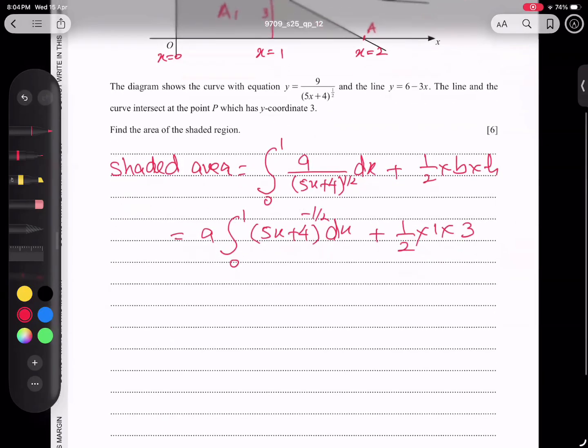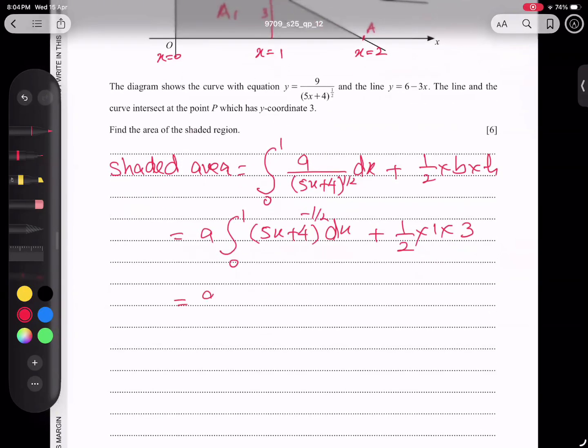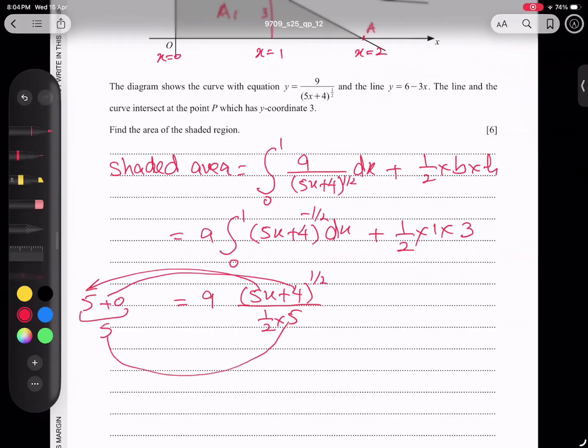So here 9 outside, what is the rule of integration? Increase the power by 1. I got half, and divide by the same, into 5. Don't miss this 5. Basically, what is the derivative of the base? Look carefully, please. The derivative of 5x is 5 and the derivative of 4 is 0. So basically, I'm getting 5. This 5 comes from here. I hope you understood very well. And I have seen as a teacher, sometimes students miss this 5. This is done and I put limits. Limit is 0 to 1. And here I got 3 by 2.